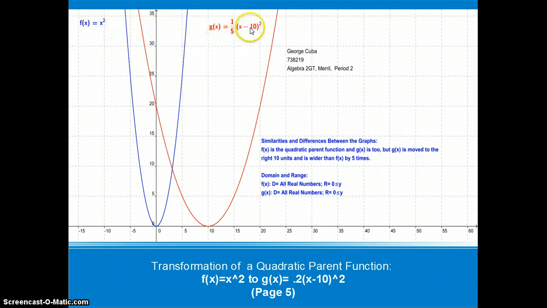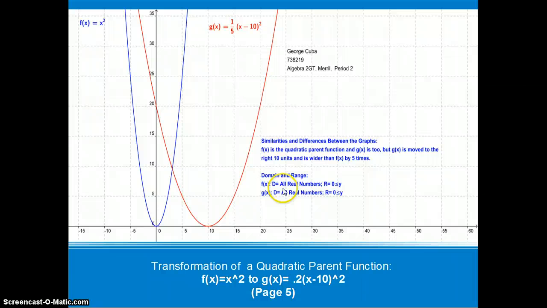And now since we got internal subtraction slash addition, this is subtraction, but there's also addition in some other graphs, that means that subtraction is always to the right of the y-axis, and addition is always to the left of the y-axis. So subtraction is right, addition is left.